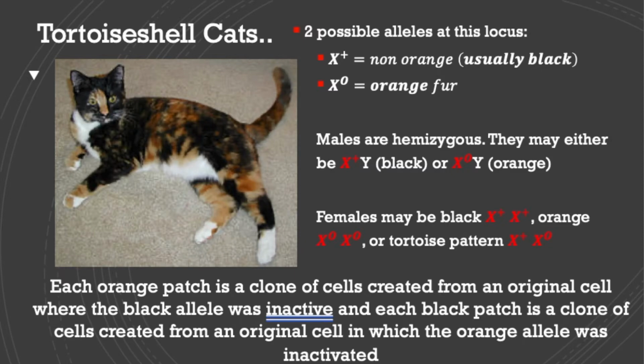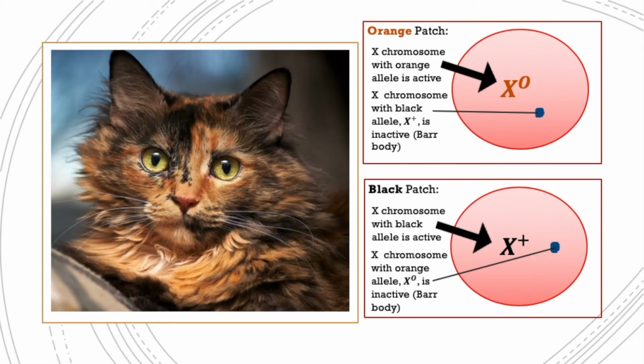Thinking back on the example of tortoiseshell cats, there are two possible alleles at this X-linked locus. The male cats are hemizygous and may either have the allele expressing black or orange hair. Females, though, may either be black, orange, or a tortoise pattern. In the orange patch, the X chromosome with the orange allele is active, whereas the X chromosome with the black allele is inactive or represented as a Barr body in the picture. Vice versa, for the black patch, the X chromosome with the black allele is active, and the X chromosome with the orange allele is a Barr body.